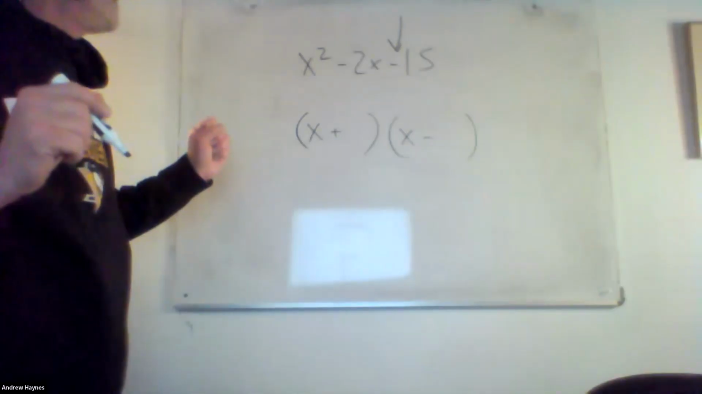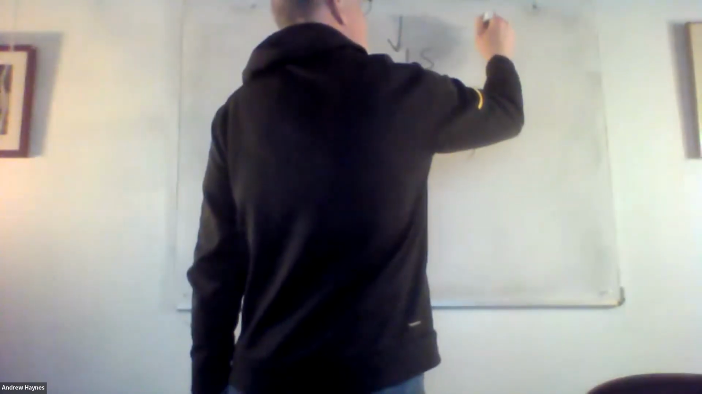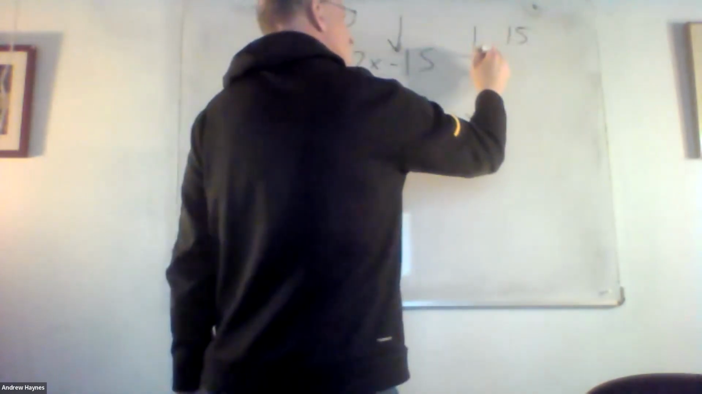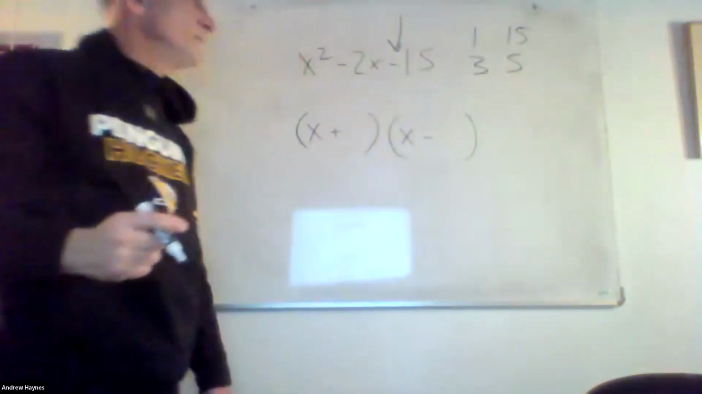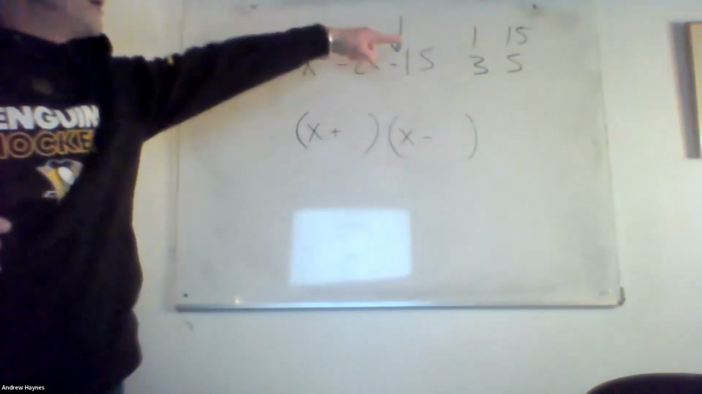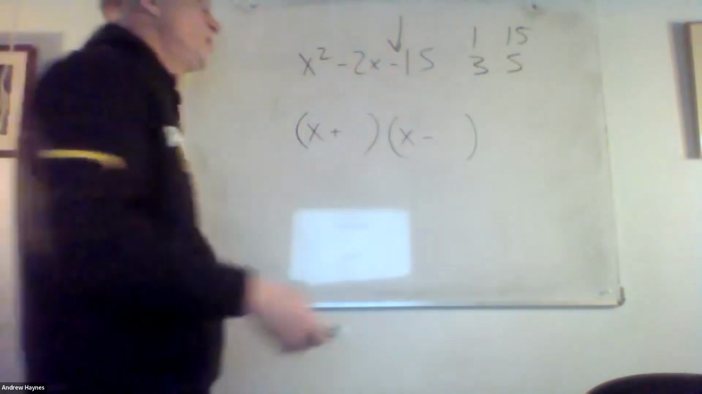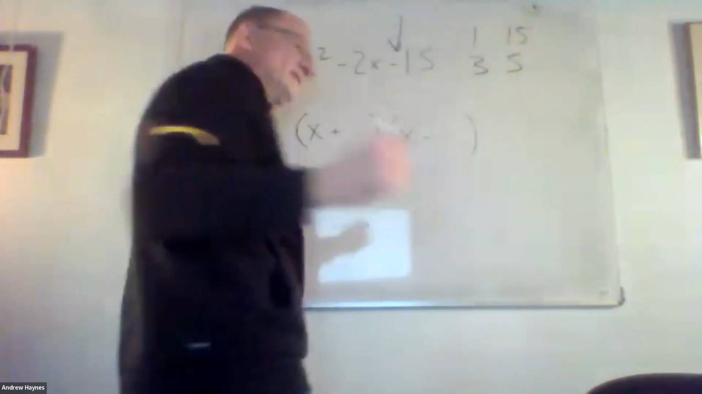Okay. All right. Now we look at the factors of 15. There's only 2 options. It's 1 and 15, and it's 3 and 5. Because that's a minus, we're not adding them together. We're going to find the difference. So what is the difference between 15 and 1?